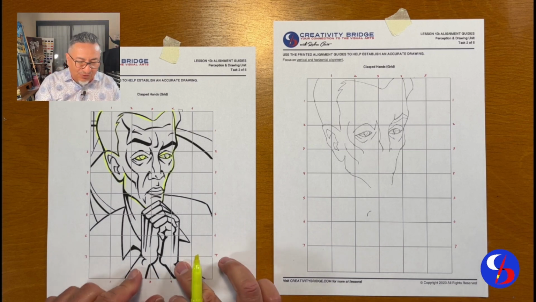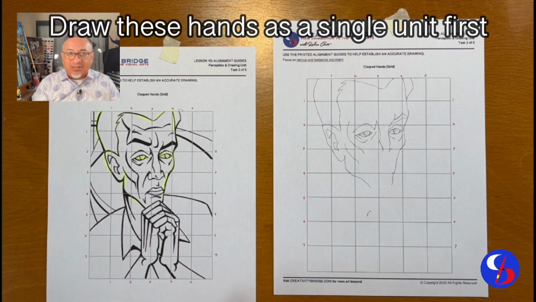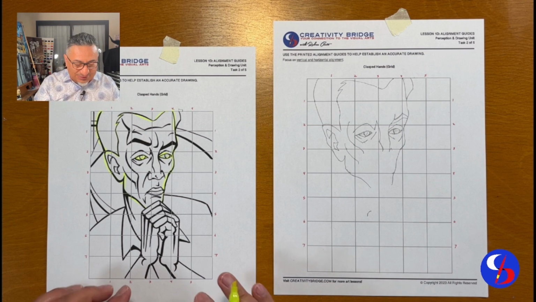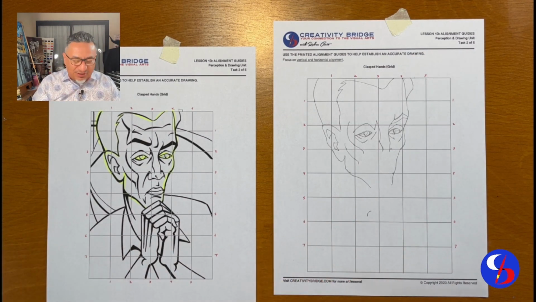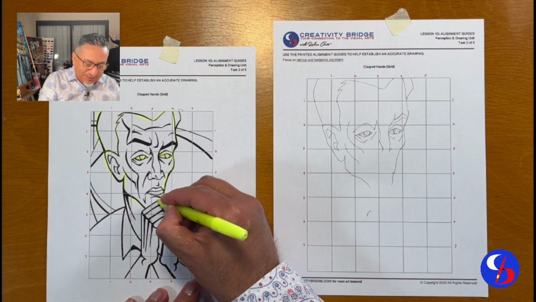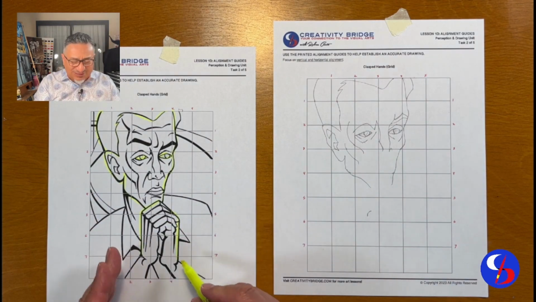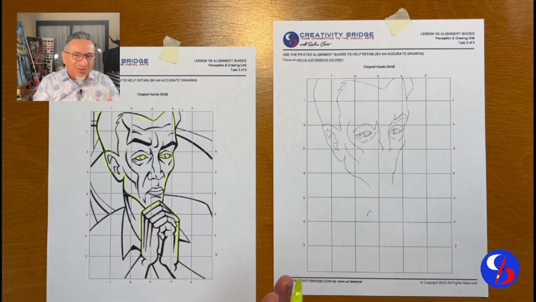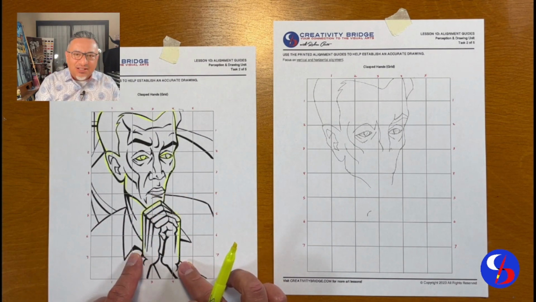Let's view these hands as one big unit, okay? And then we're going to break it down into smaller units. You look at this like, oh my gosh, what a mess, all these lines. Let's look at the outside perimeter of this. When I look at these hands as a unit, it has a silhouette kind of like a house. The sides and the roof, see that, if you can visualize that, okay?